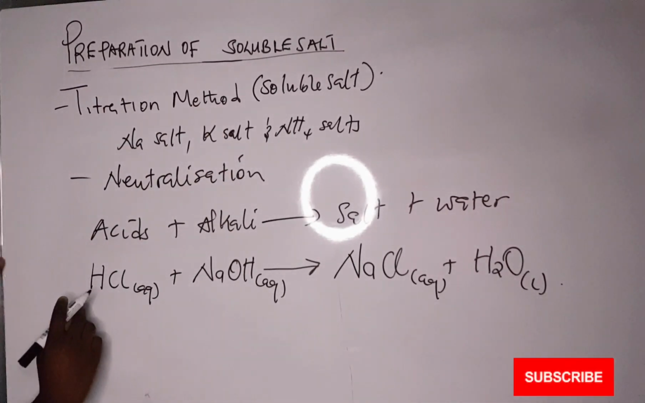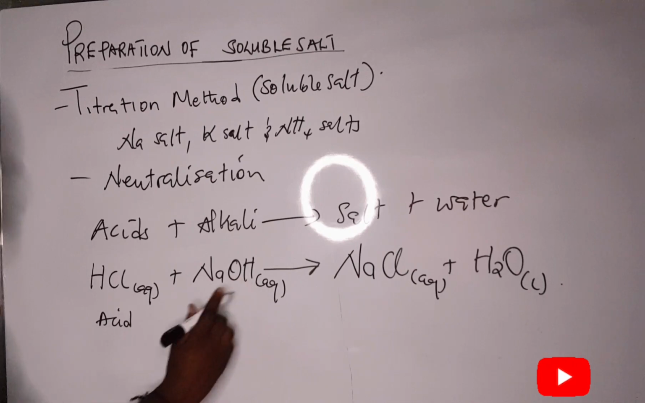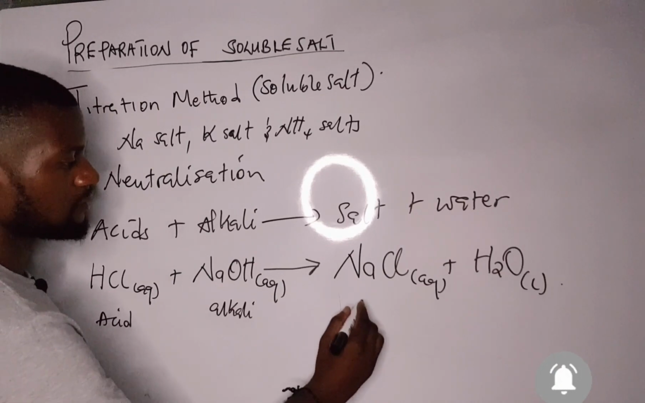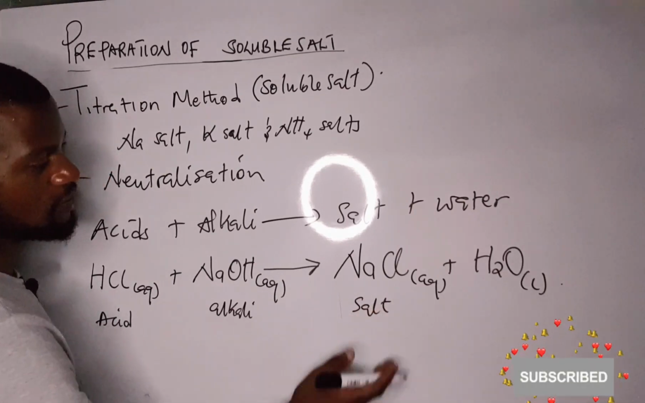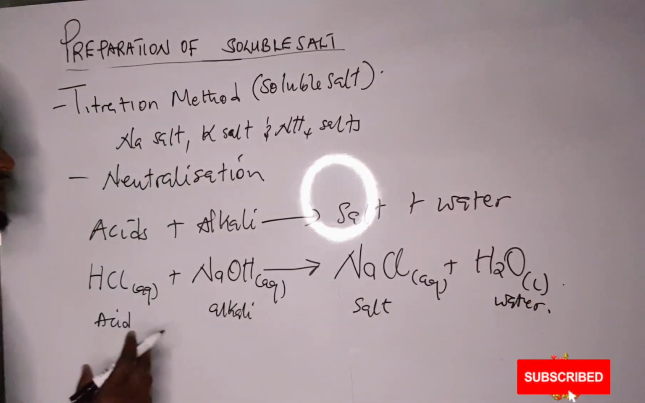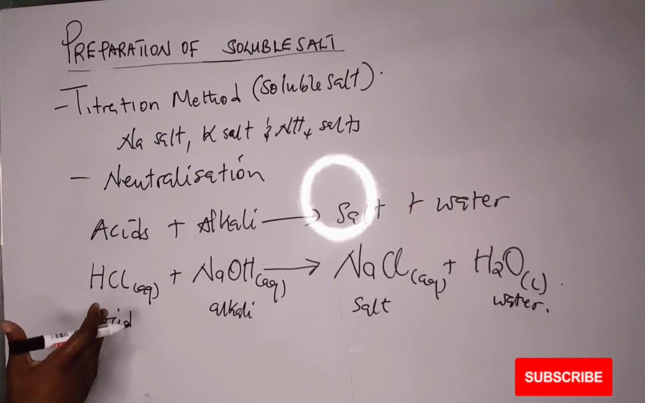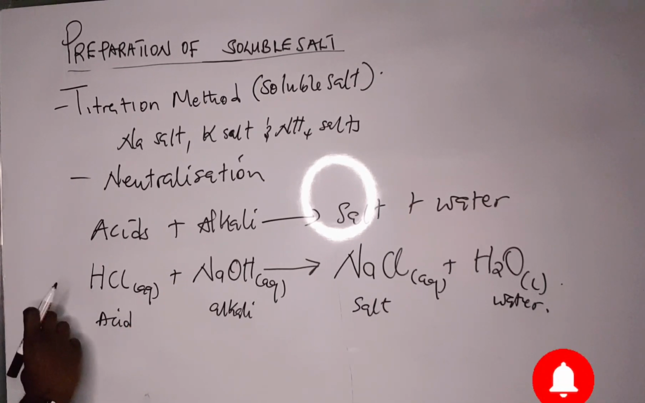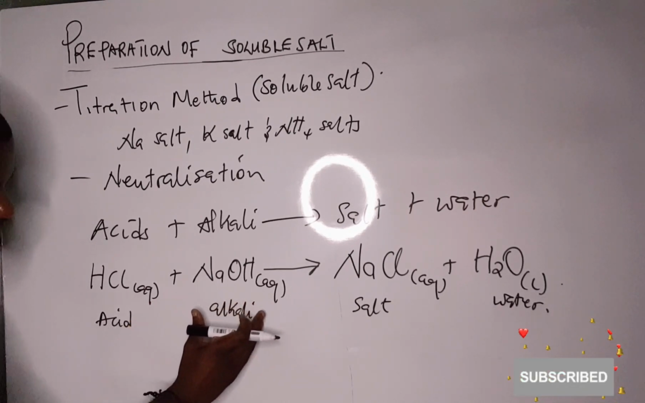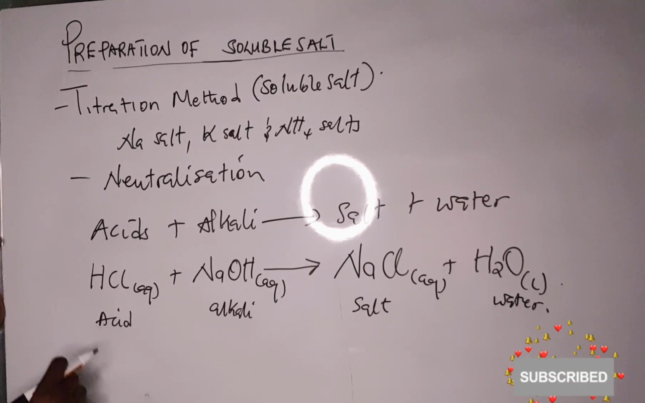So hydrochloric acid, this is an acid, then sodium hydroxide, that is an alkali. Then we have a salt, which is also known as the table salt, the sodium chloride. Then we have water. So this reaction is a neutralization reaction, and titration works on the basis of neutralization, where you react an acid and an alkali in order to form salt and water.